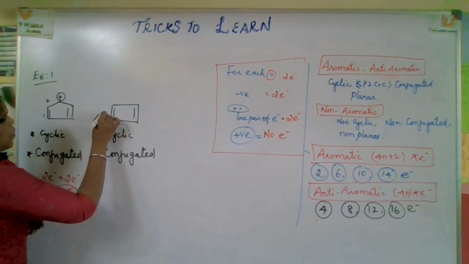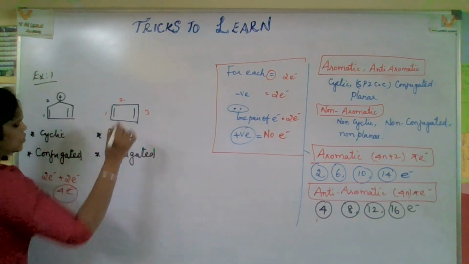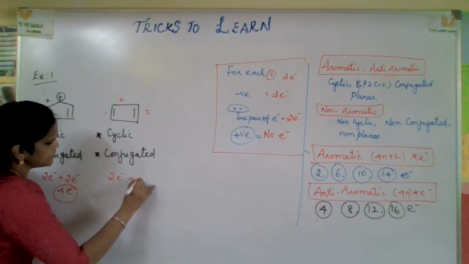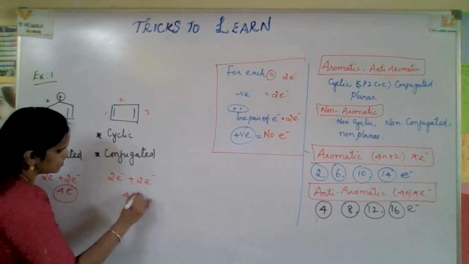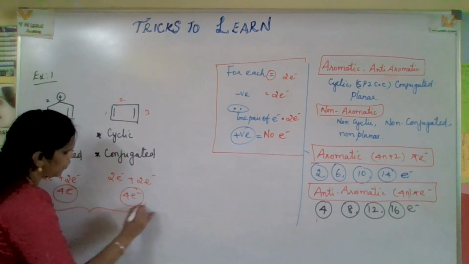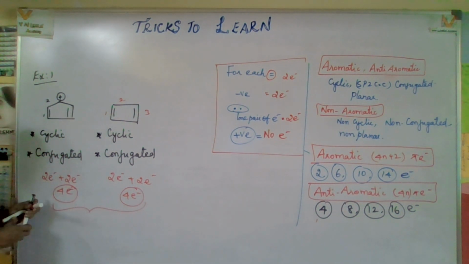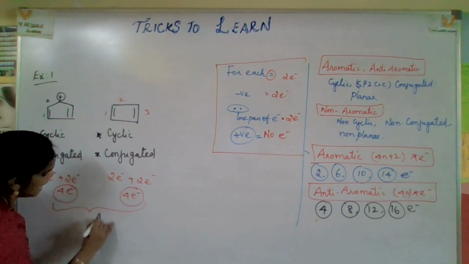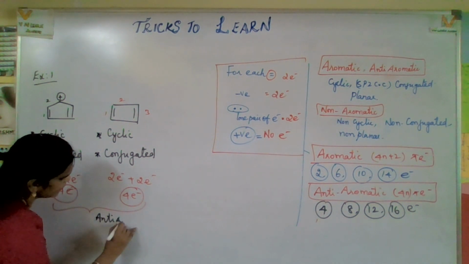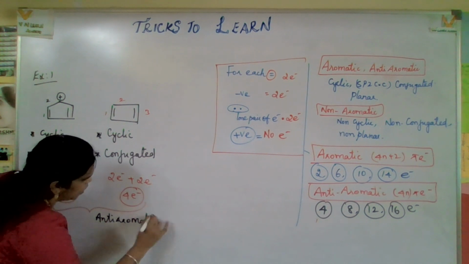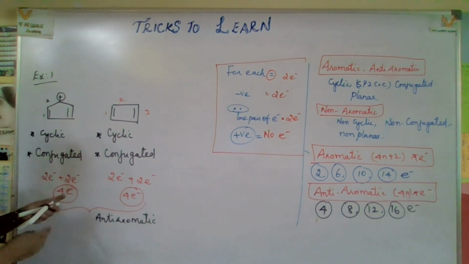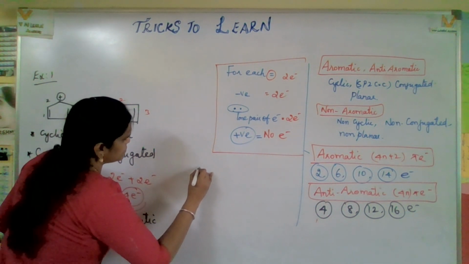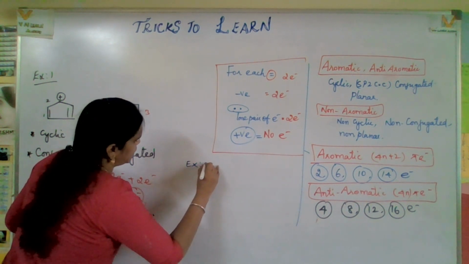In the same way, 1, 2, 3. So 2 double bonds are there, so 2 electrons plus 2 electrons, here 4 electrons. These both are 4 electrons. So here it is anti-aromatic. Right. Okay, now another example. Example 2. Let us go and identify.